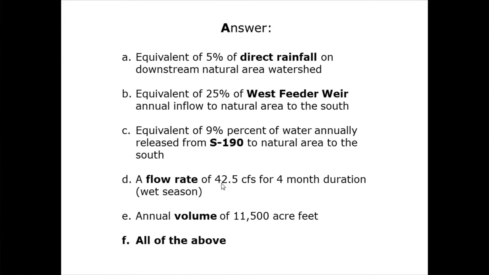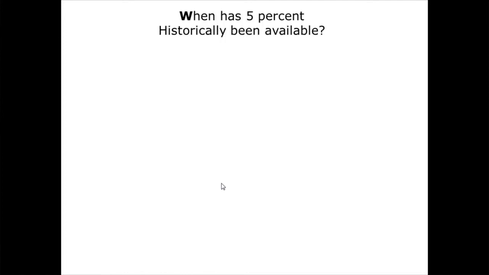So the answer is all above. But the question was, do we have enough to send that 11,500 to the south? And how much would it pull from the different parts of the existing system? So one has 5% historically been available.